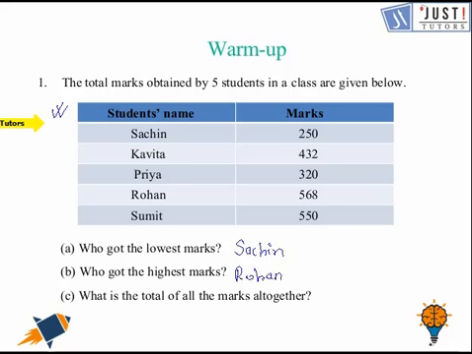And let's try the C part that says what is the total of all the marks altogether. That means we need to add up all these marks secured by all the students, and the answer for this would be 2120. Pat your back if you've got all the answers absolutely correct. Well done. Now let's move on to the topic.